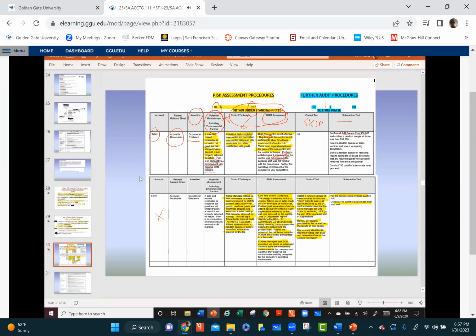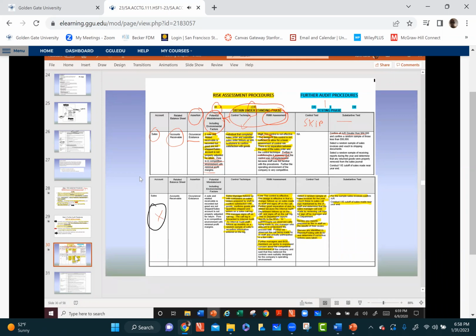Okay, but notice I did a bunch of substantive testing. Why? Because my risk of material misstatement was at the maximum. I had to lower my DR, my detection risk. How did I do that? By doing a lot of substantive procedures. Now you come to the second part of this down here, okay?